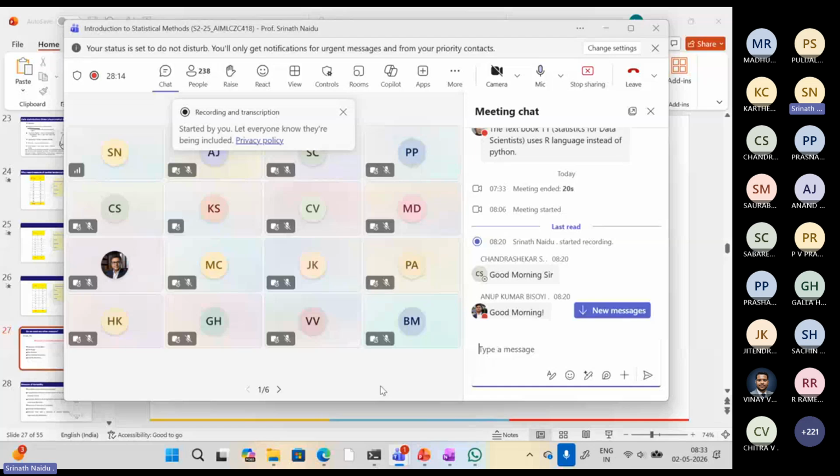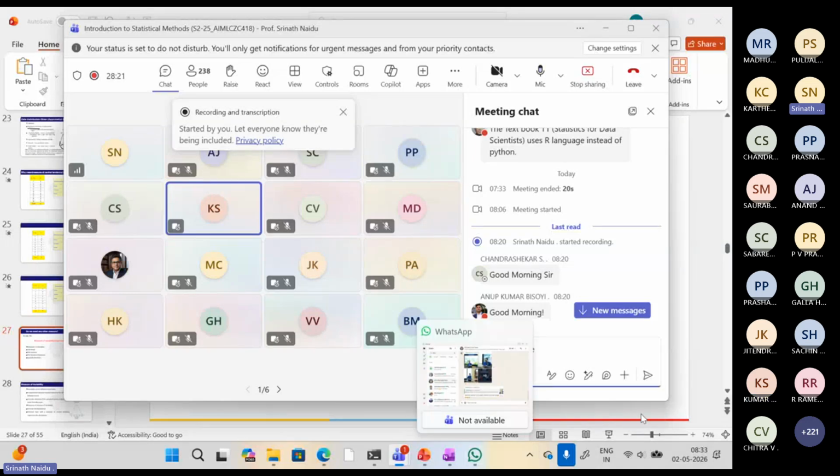Your whiteboard is not visible. I'm just explaining it to you verbally. Okay, sure. I'm explaining it to you verbally, all right?